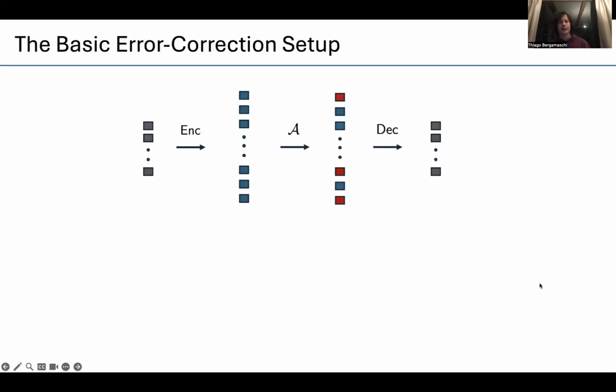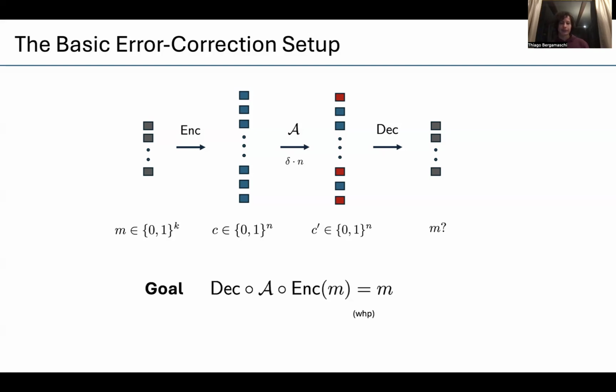Great, so to begin, I wanted to recall the basic setup of error correction. Typically in error correction, the goal is to encode some message M into some slightly larger ciphertext or codeword C, such that even if we were to tamper with a delta fraction of the symbols of C, we would still be able to decode and recover the message M. Just to rewrite the goal, if we take any message M, encode, tamper, and decode, we recover M with high probability.